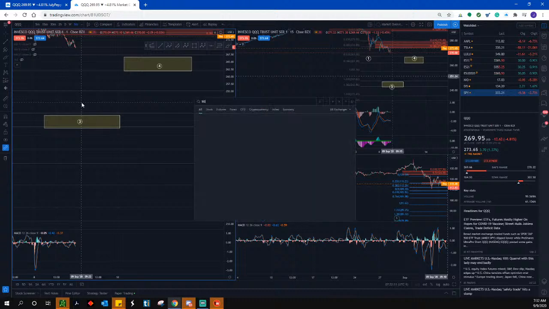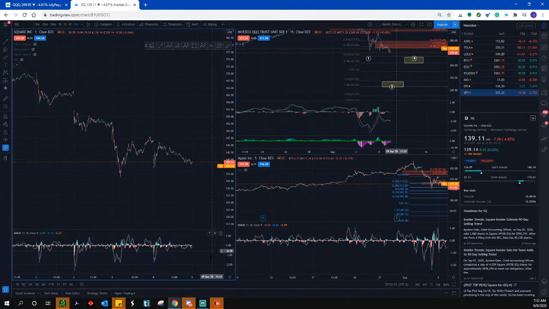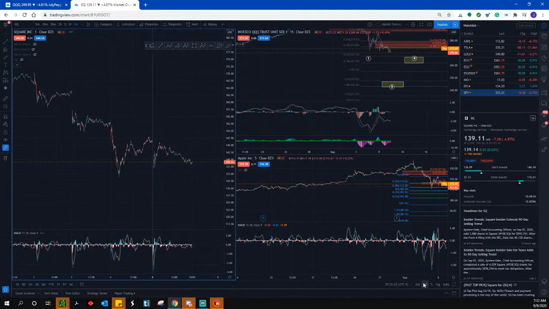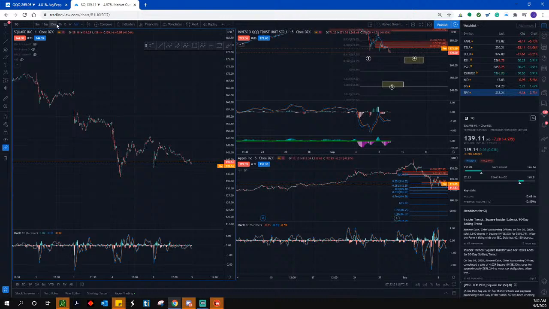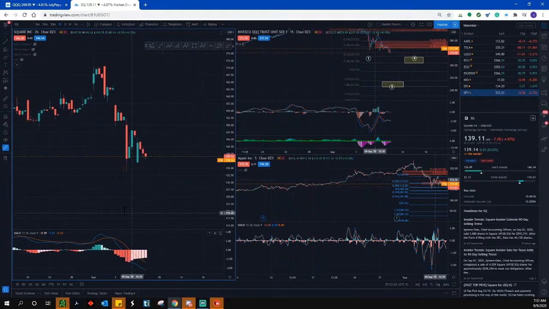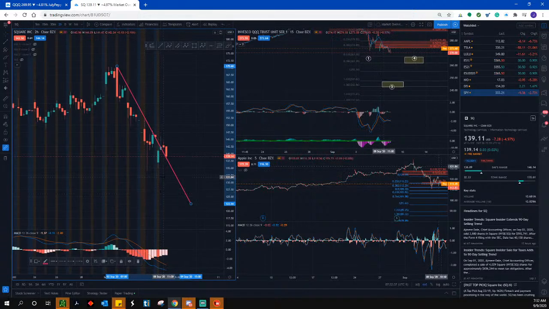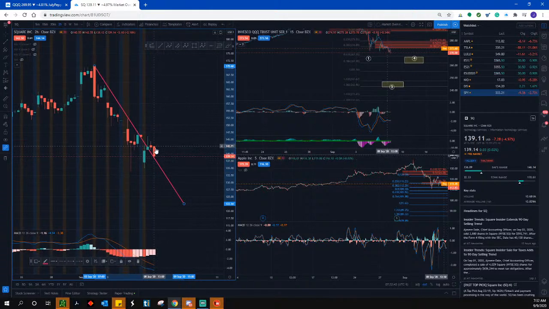So let's do Square. Square looking nasty. Nasty, nasty, nasty. Okay, it broke trend and it bounced nicely, but notice how we're getting ready to come back down and retest that. So careful there.